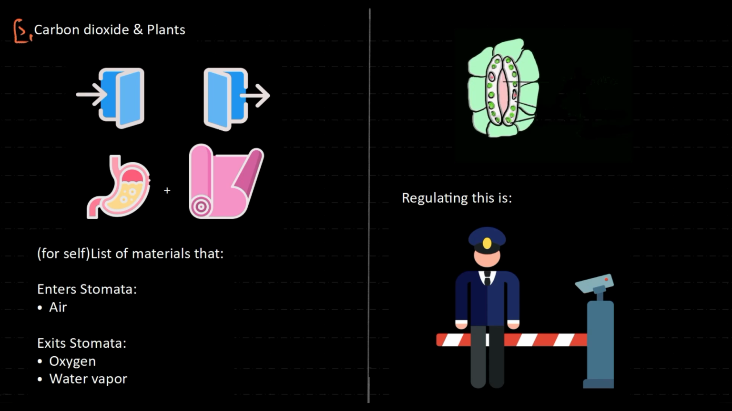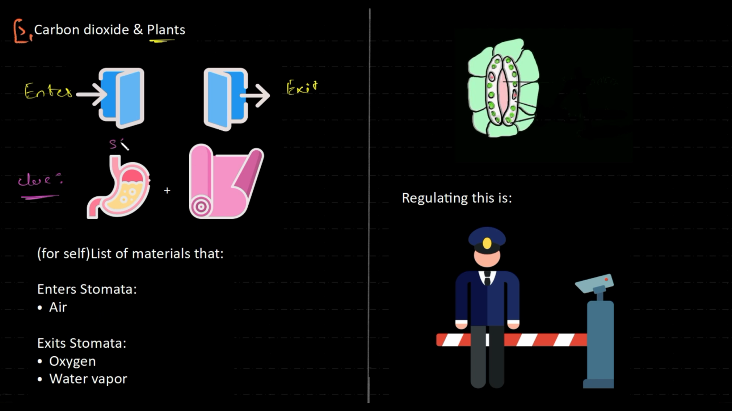Carbon dioxide, which is in gaseous form on our planet, interacts with plants, right? So the question is, where does the gas enter and exit the plant? And the clue is over here. The part of the plant wherein it enters and exits, the clue is over here.